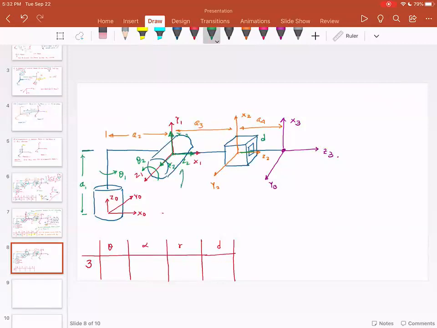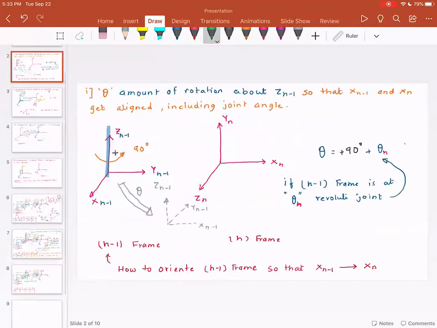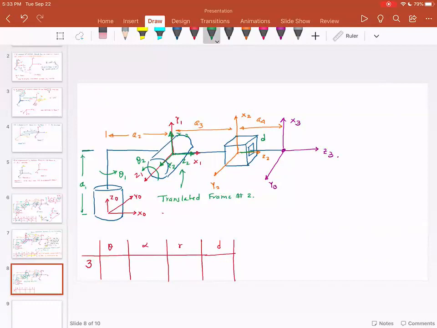Y2. So this is translated frame number 2. Now please note that we have to follow the same rules that we talked about. Now what we need to do is go back to the rules and find the value of theta. The theta is the rotation about z n minus 1 so that x n minus 1 gets aligned with xn.